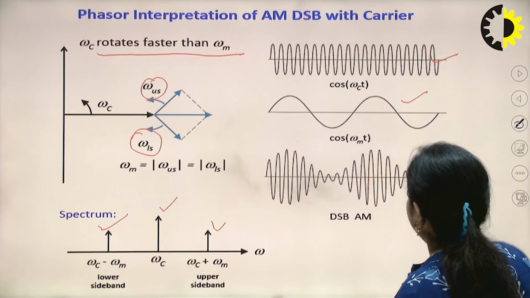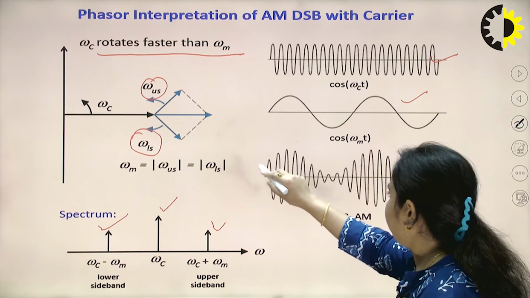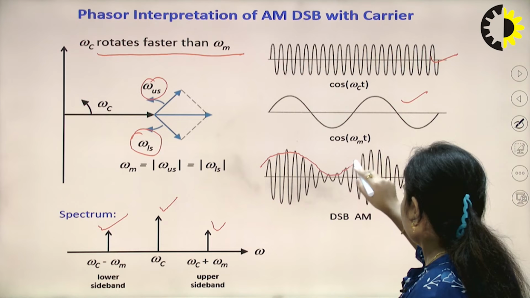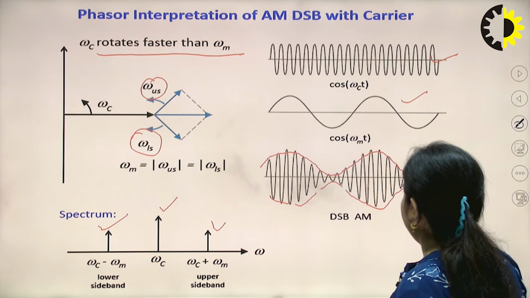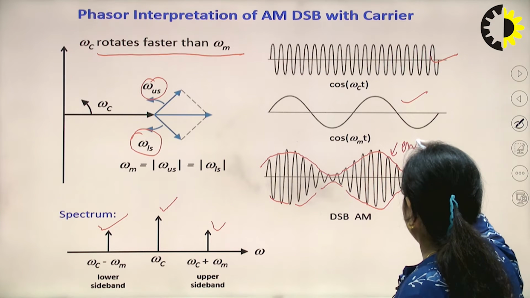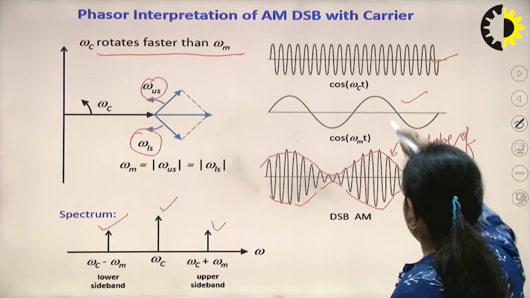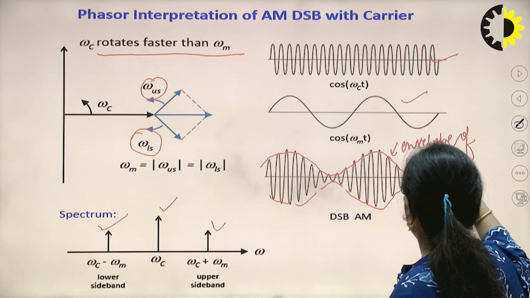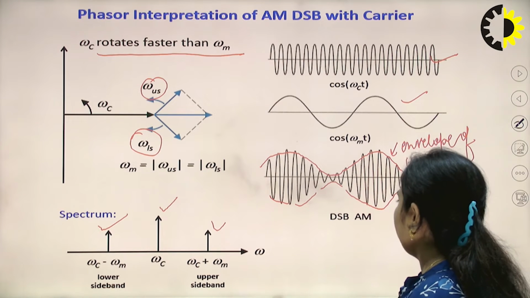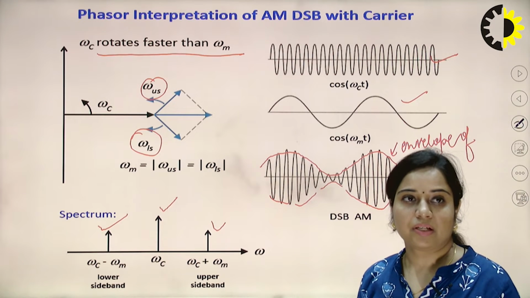This is cos omega m t, that is of very low frequency, and this will be the modulating signal. Now if you can see that if I join this, this will be known as the envelope of this signal, that is cos omega m t. So this particular waveform is used for the demodulation of the AM signal.